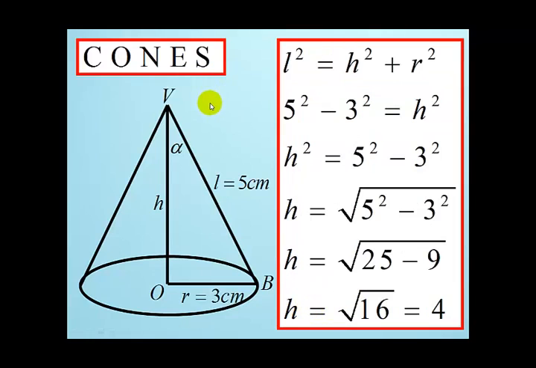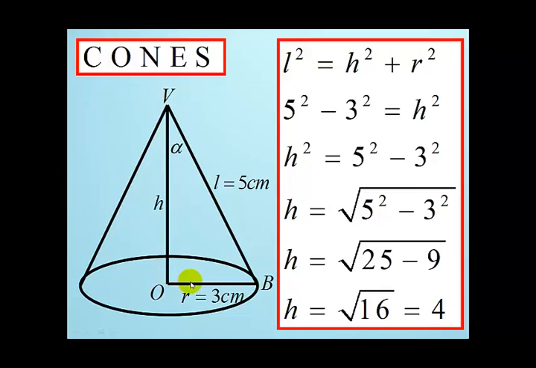Now, let's look at this example. Given the cone as shown, VB is the slant height, and it has been given to be 5 centimeters. The base radius, R, is equal to 3 centimeters. But the H, that is the height of the cone, is not given. Now, we are solving for H.